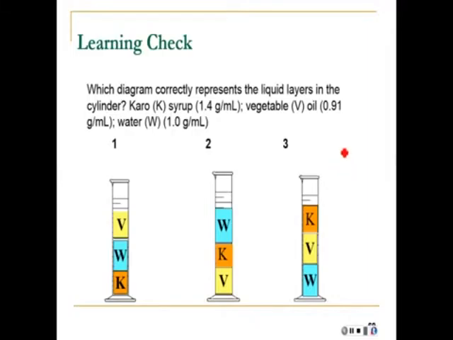So which one has the greatest density? That's the syrup, so the syrup has to be on the bottom. Well, there's only one with the syrup on the bottom, so that's this one here. So that's our answer. You notice 1.4, the water is 1, and 0.91.